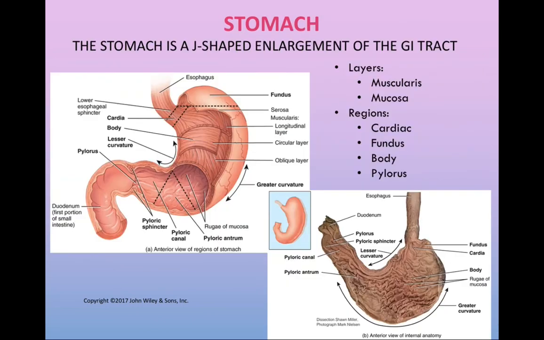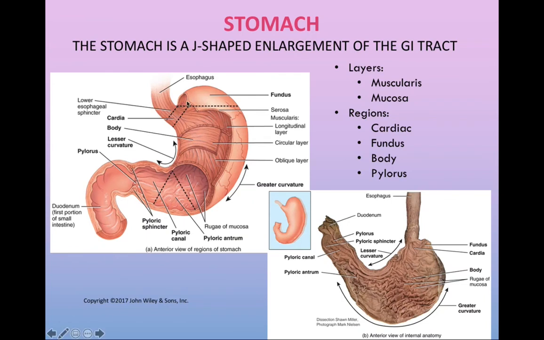So the stomach will be the next component of the alimentary canal after the esophagus. The stomach and the esophagus are separated by the lower esophageal sphincter. The stomach is roughly shaped like the letter J, and it is a gross enlargement of the alimentary canal. The stomach has 4 separate regions.